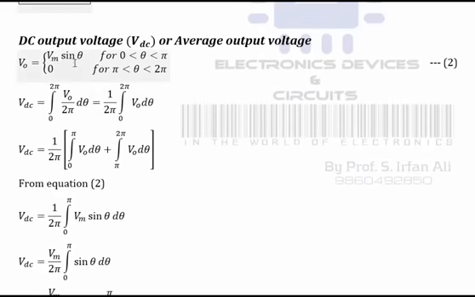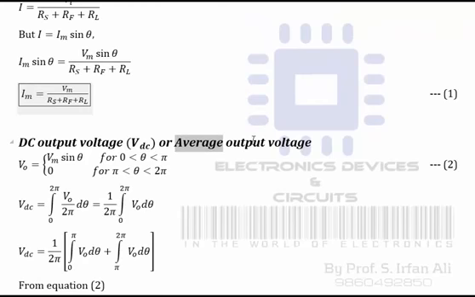So firstly we will find the average output voltage. The average output voltage can be called the DC output voltage, VDC. It is the same as the direct voltage. This can be found by taking the average of all the values of voltage from the start to the end of the complete cycle. We know that this complete cycle is sinusoidal, and it starts from 0 and ends at 2 pi. So we have to define this first.